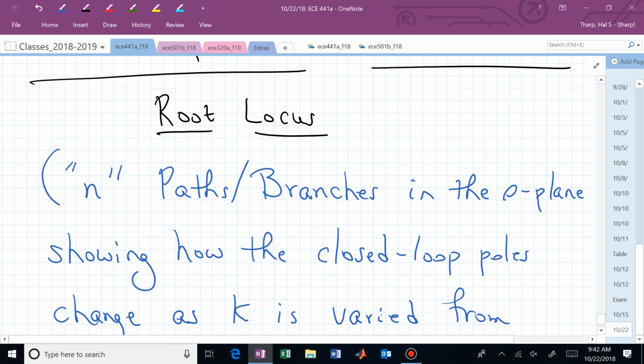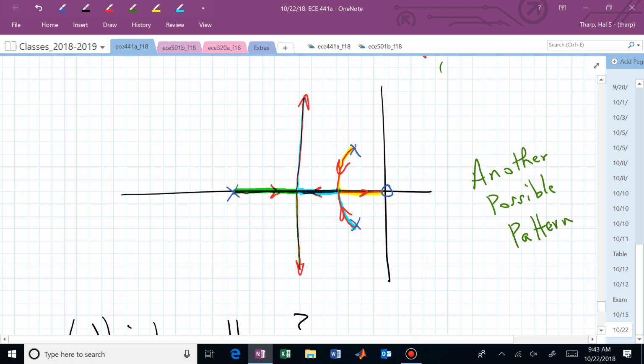What that means is, in this diagram, at k equal to 0, do you know where the closed loop poles are? At k equal to 0, where are the closed loop poles?